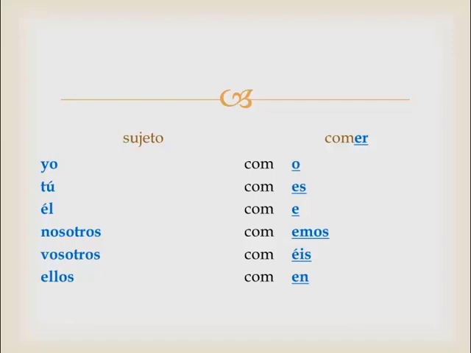You can see it's very similar to the o, as, a, amos, áis, an. In this case, because it's ER, it's o, es, e, emos, éis, and en. And there are many, many verbs that you're going to have to use this ending for, and not the one we learned in the last lesson.